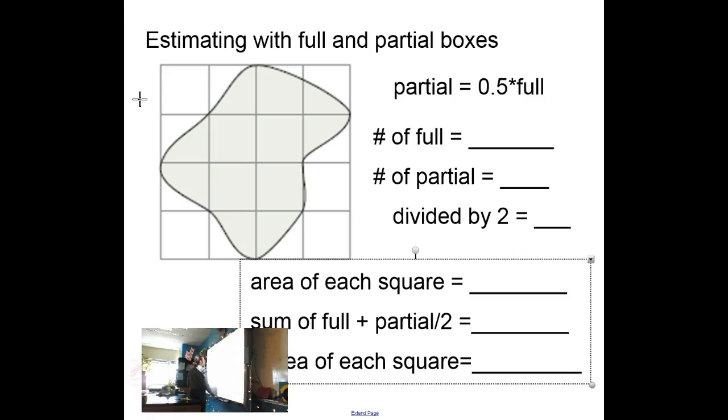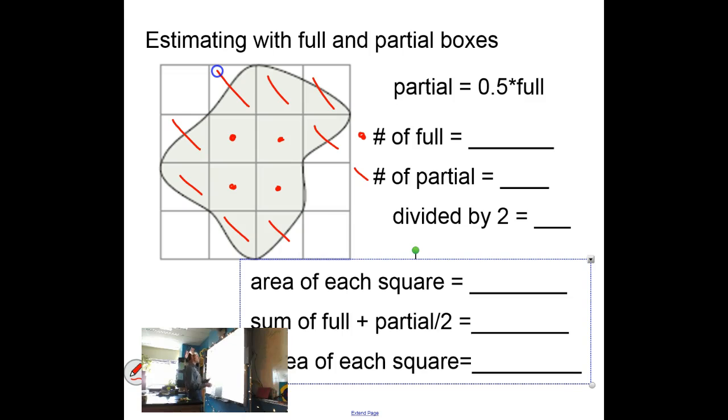So we're going to say this is a 1/2. It's a partial. Partial, partial, partial. I'm going to go over here. Partial, full. We're going to call this partial. Full, partial, partial, full, full. I'm not going to count that one in. That looks like it's actually falling right along this line. Partial, partial.